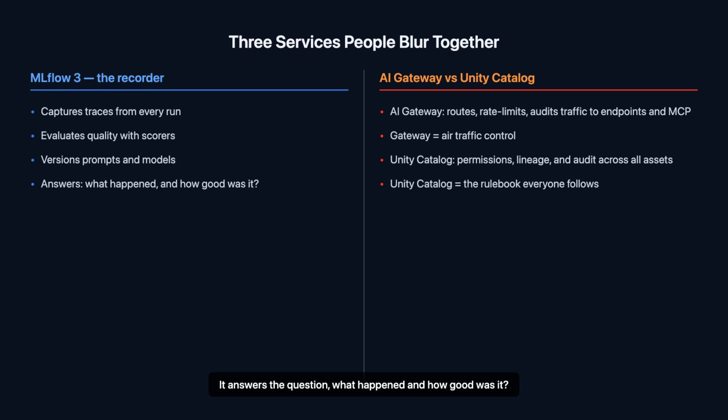AI Gateway and Unity Catalog both sound like governance, but they do different jobs. AI Gateway routes, rate limits, and audits traffic to your endpoints and MCP servers. Think of it as air traffic control, deciding who flies which route. Unity Catalog handles permissions, lineage, and audit across every asset in your workspace. It's the rulebook everyone follows. Recorder, traffic control, rulebook, 3 different jobs, 3 different services.